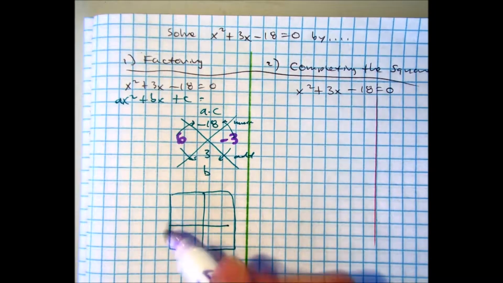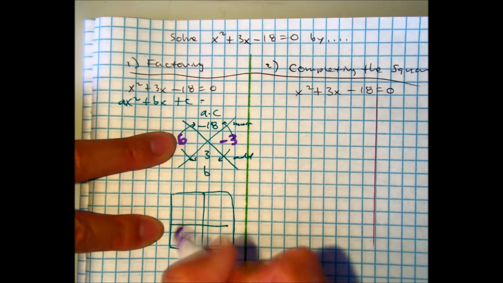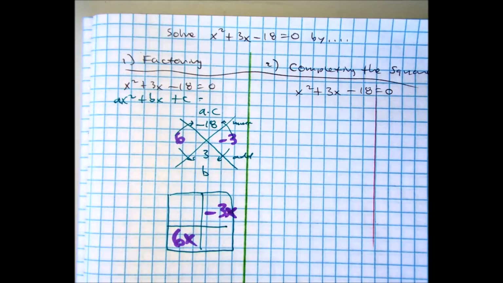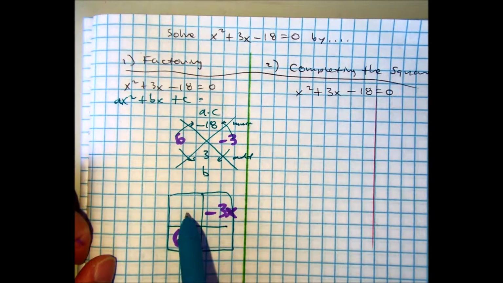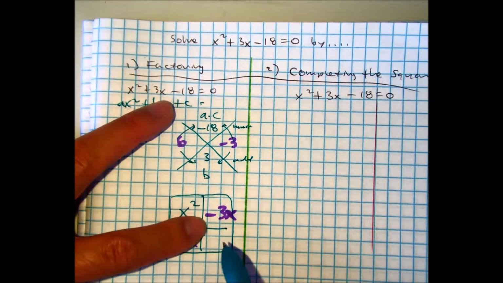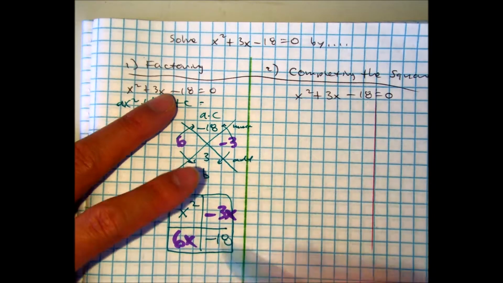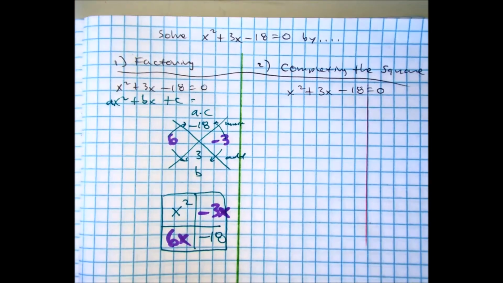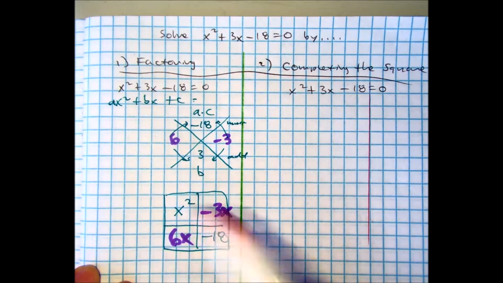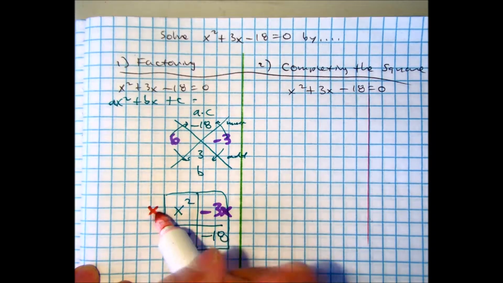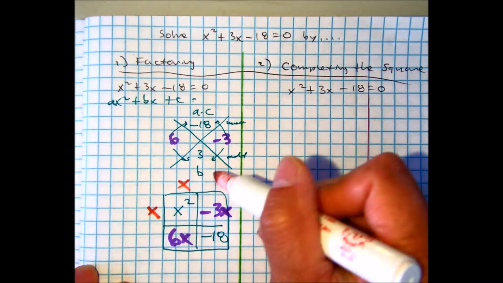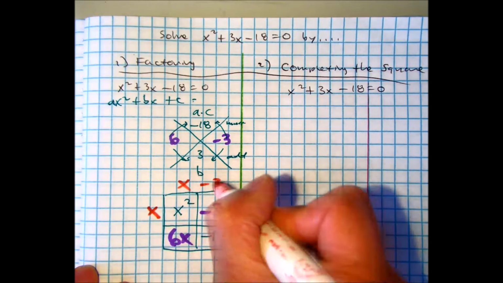Class, what do I write here? 6 and x, and this one. What goes here? The first term, and here the last term, which is negative 18. The greatest common factor for this row is x. And the greatest common factor of this column is x. Greatest common factor? And this direction.